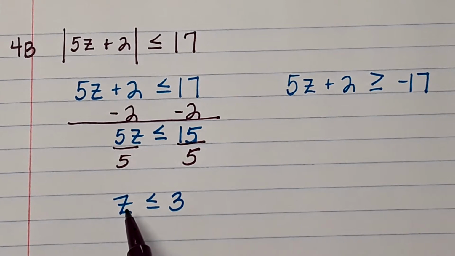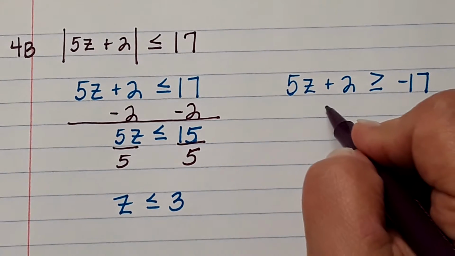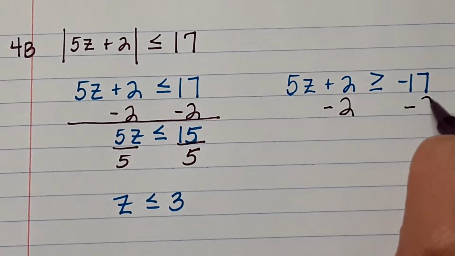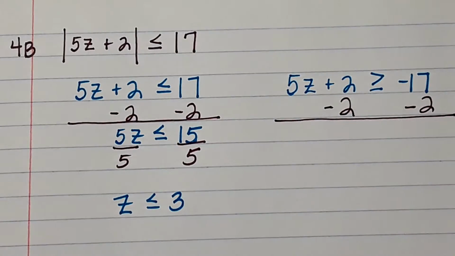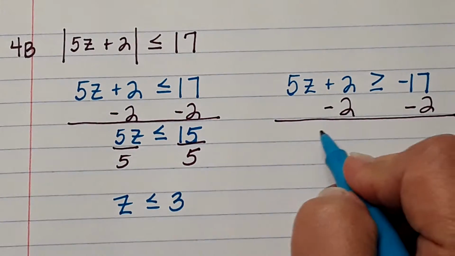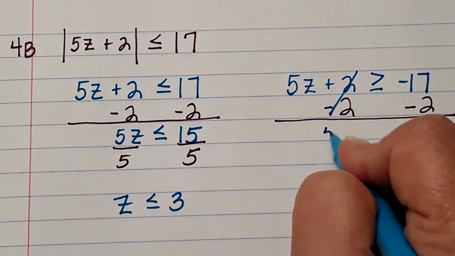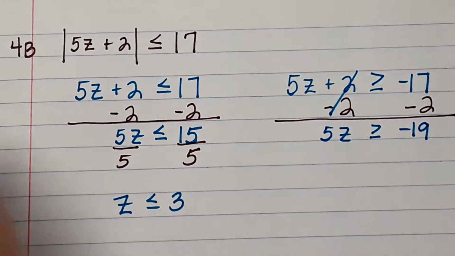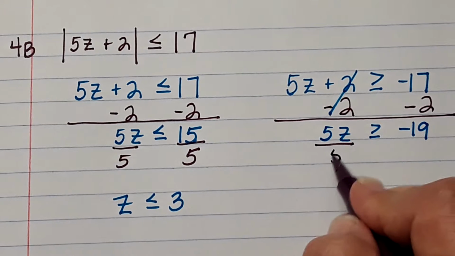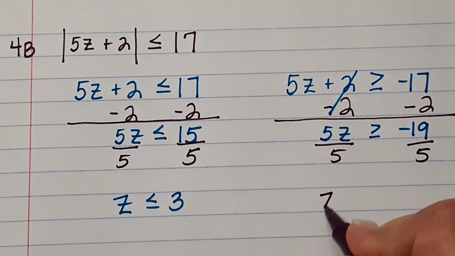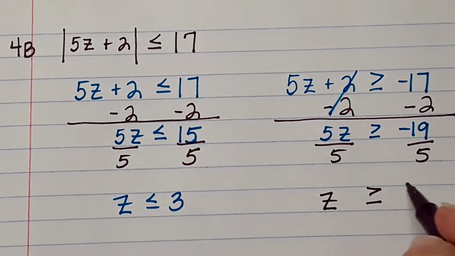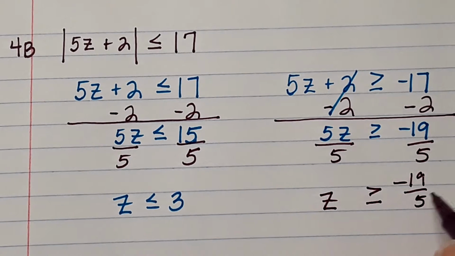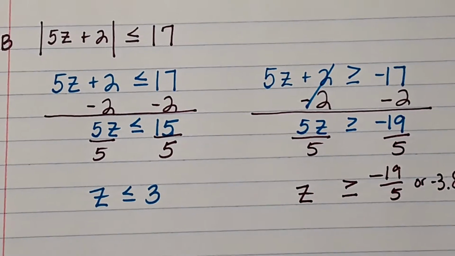So right now we have z is less than or equal to 3. We're going to subtract 2. We're going to cross these out. We're left with 5z is greater than or equal to negative 19. We're going to divide by 5. We're going to get z is greater than or equal to negative 19 fifths, or you can write negative 3.8. I would take either one for right now.